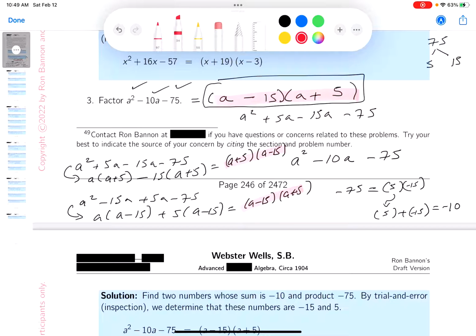The order that you put down those factors has no effect on the problem. This is called a unique factorization.